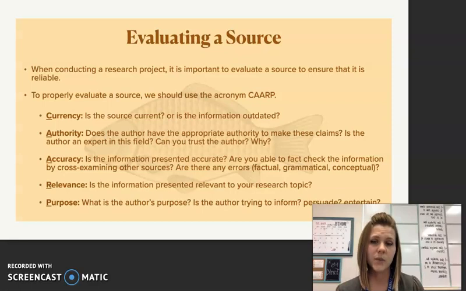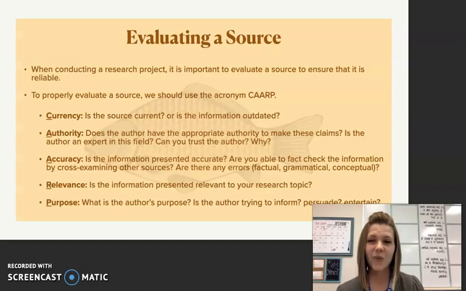If we can't trust the author, we probably shouldn't be sourcing or citing that information in our research. Next, we have to look at the accuracy of the information. Is the information that's being presented accurate? Are we able to fact check it by cross-referencing other sources? And we can also look, are there any errors? And that can include factual, grammatical, or conceptual errors. If there's any errors present in a source, again, we probably don't want to use it for our research.